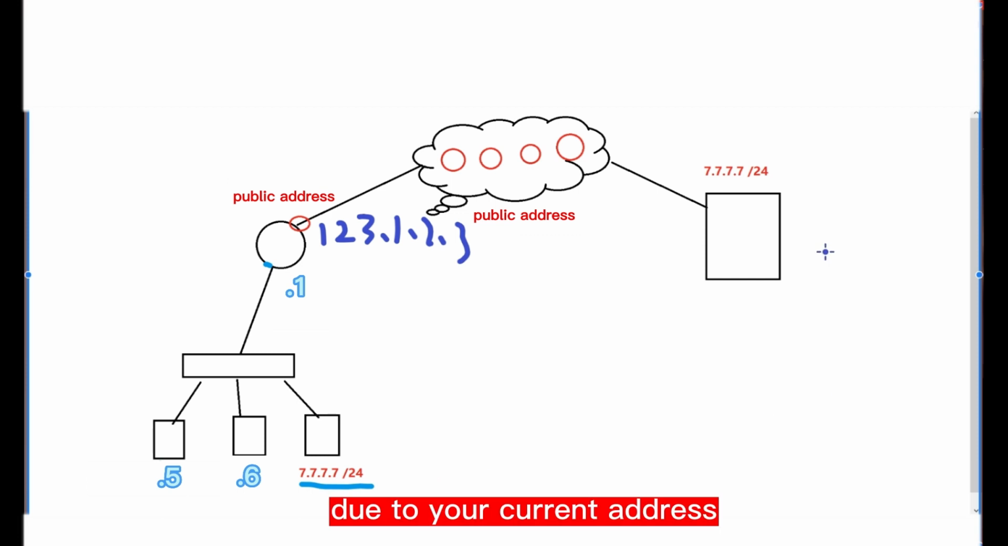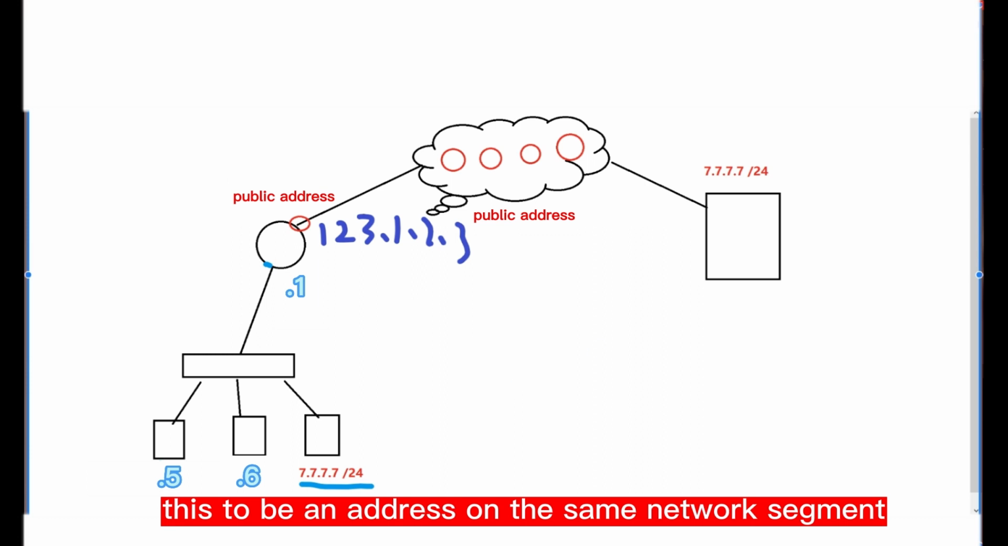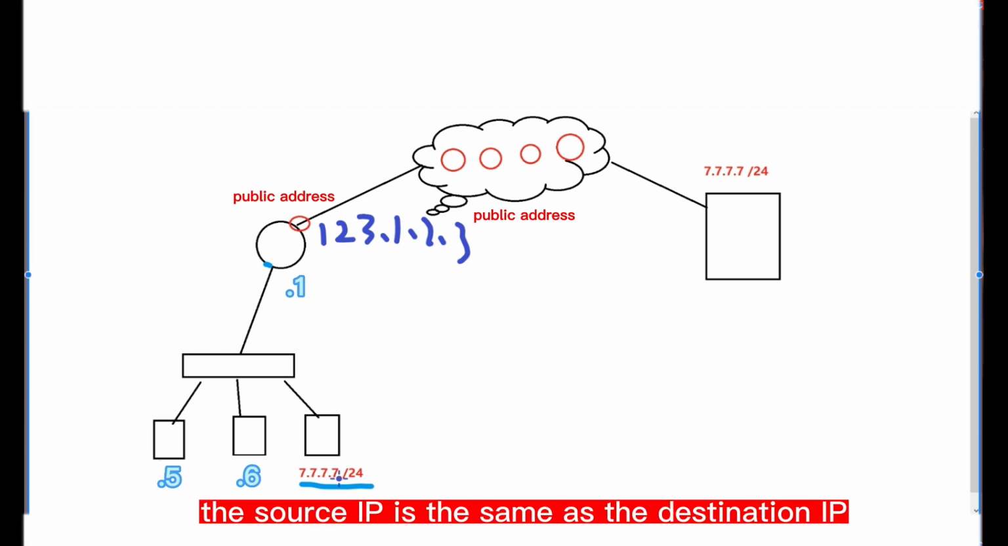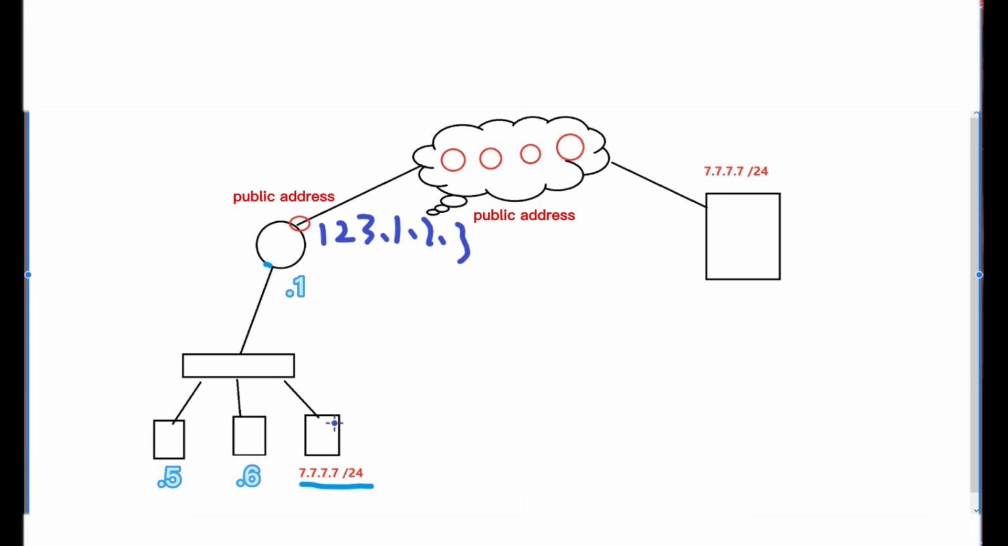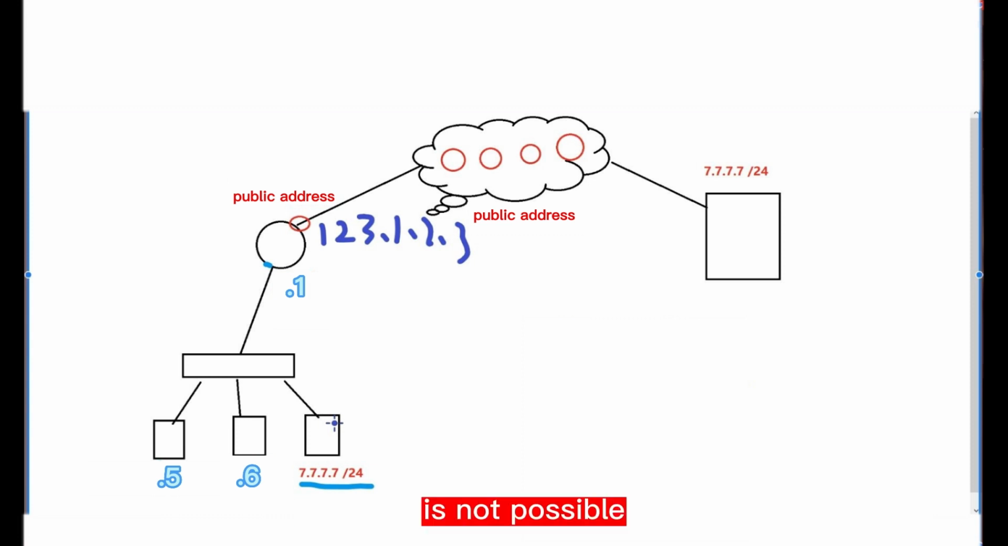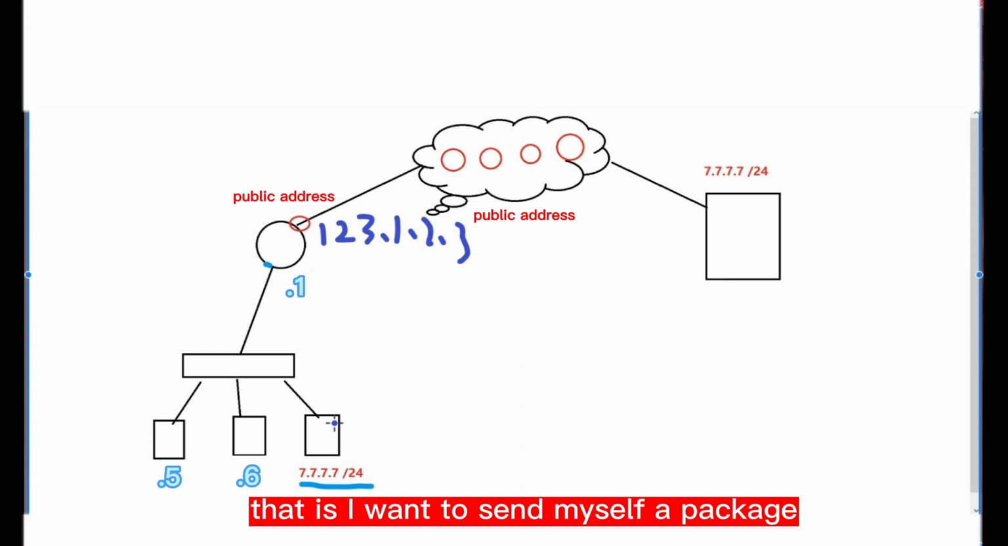Due to your current address and Google's address, when you encapsulate the data, by default, it will consider this to be an address on the same network segment. How are you sending the package now? The source IP is yourself. The destination IP is also your own. The source IP is the same as the destination IP. This message, in terms of the entire communication format, is not possible. That is, I want to send myself a package.